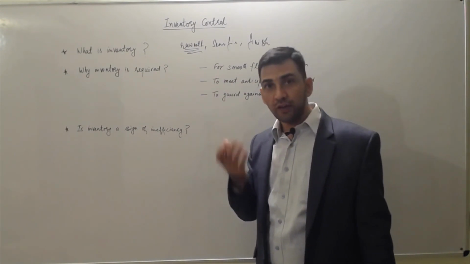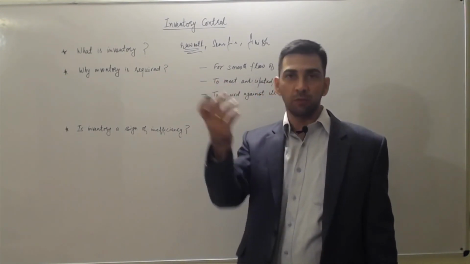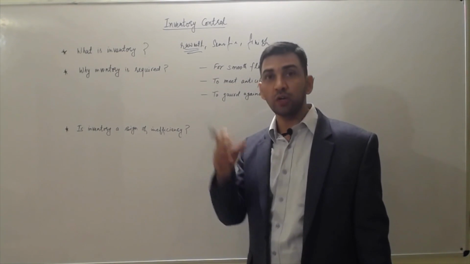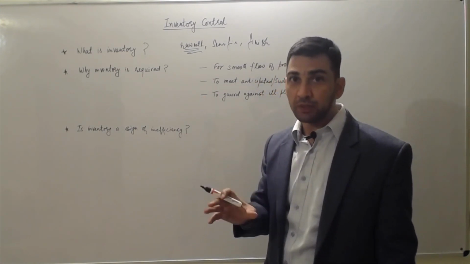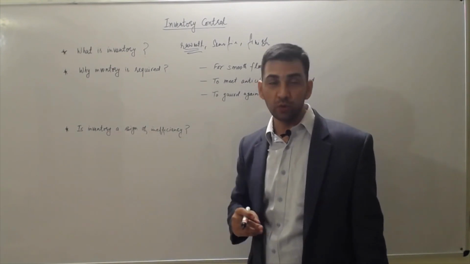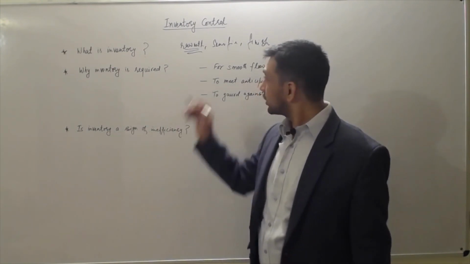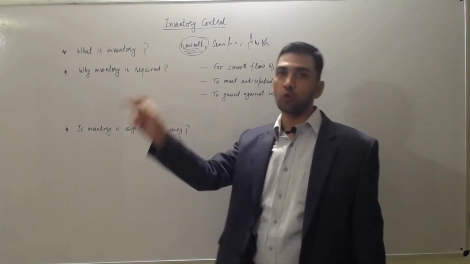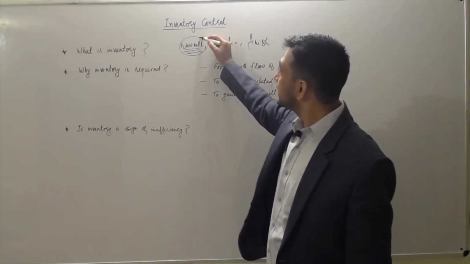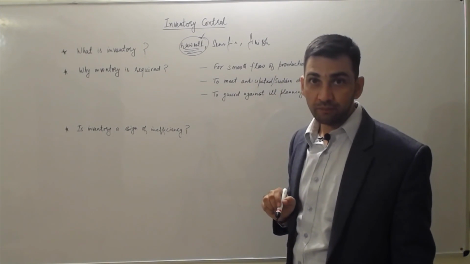So, when I need a raw material, I will purchase it from someone. When I purchase it from someone, I am going to keep it with myself. If I am keeping it with myself with a purpose that I will convert this raw material into a useful product, then till the point that this raw material is in my store, I will say this is an inventory for me, right?